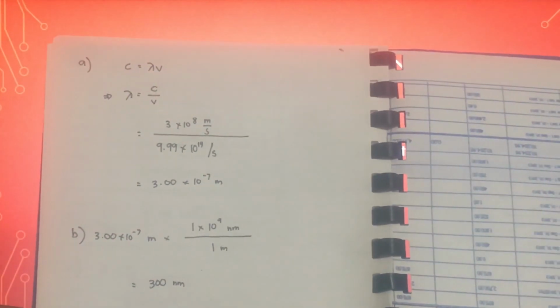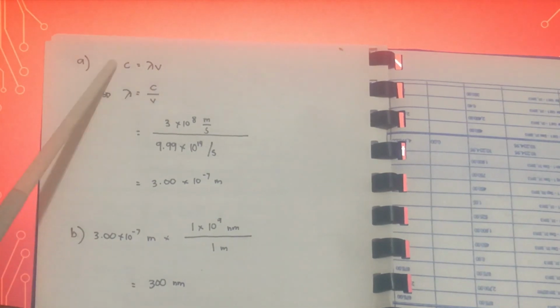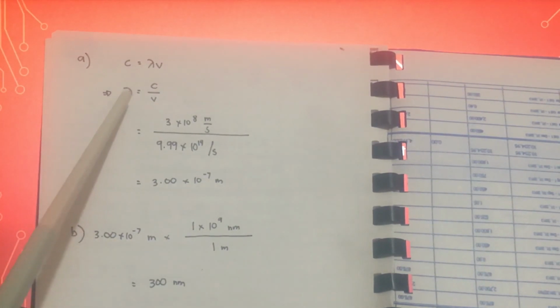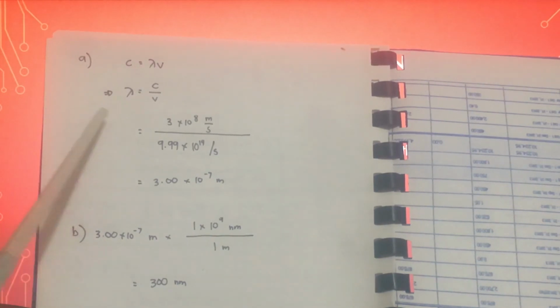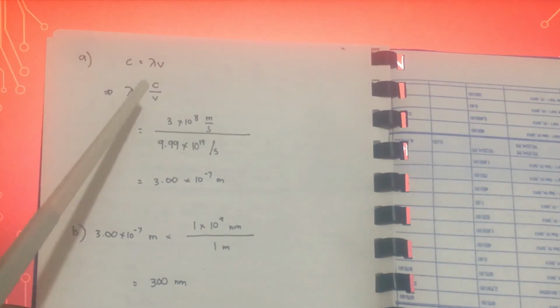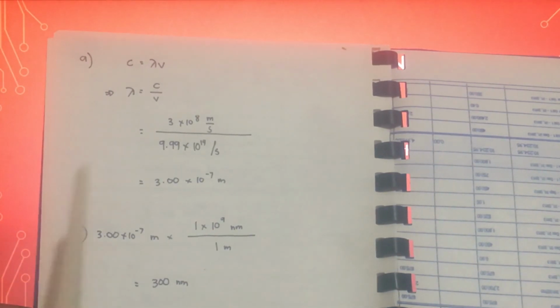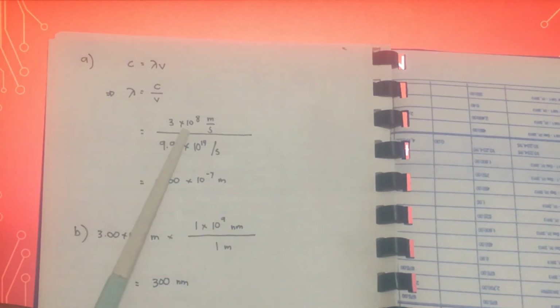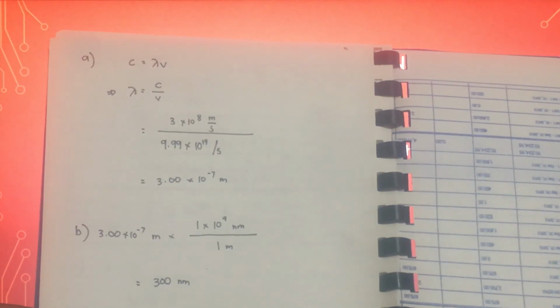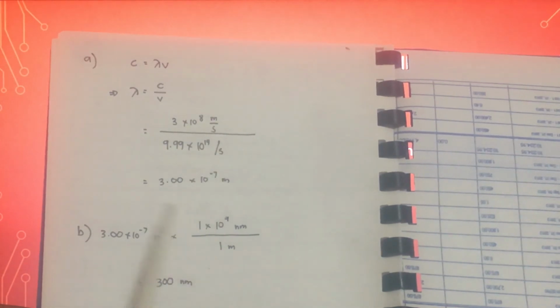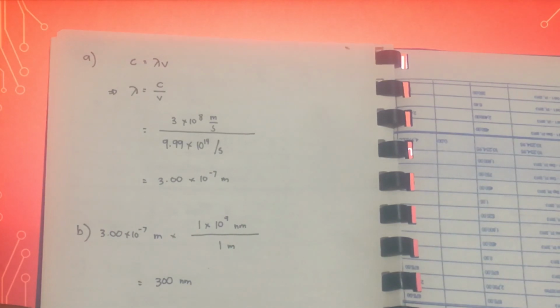Okay, this is the formula. c is equal to lambda nu. But this time we need to find the wavelength, so we divide both sides by the frequency. So c over nu, or the frequency. We plug in the values: 3 times 10 to the 8 meters per second over 9.99 times 10 to the 14 hertz, or per second. We just cancel the per second, so we will have 3.00 times 10 to the negative 7 meters. That's our answer in problem A.